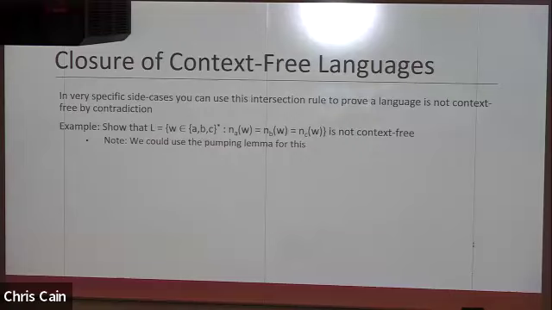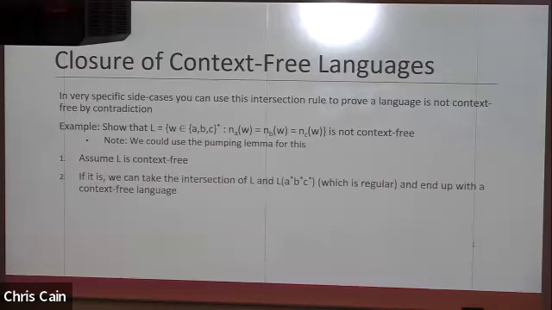And that's by showing that if it were context-free, then there existed a regular language that we could take the intersection of and force the result to be context-free. So we'll start with our assumption it's context-free. If it is, we can take the intersection of this language and another language that we can show is regular, A star, B star, C star. That's a regular expression, right? So by definition, that's regular.